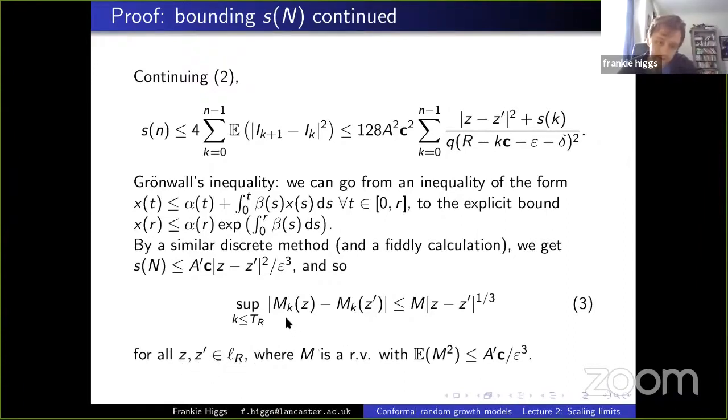and we find that for all z and z prime in the line, the difference between the martingale at one point and the martingale at the other is proportional to the cube root of the distance between the 2 points, multiplied by some constant. And importantly, this constant doesn't depend on z and z prime. It is random, but it's a random variable completely independent of which points we've picked. And it has a second moment, we know.